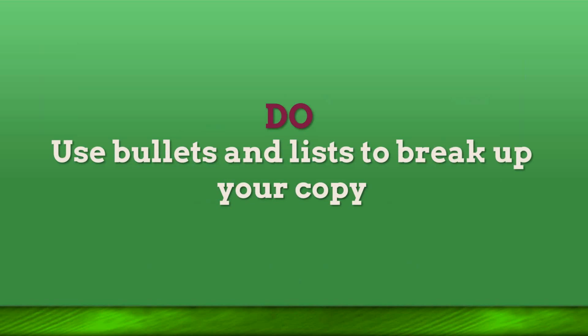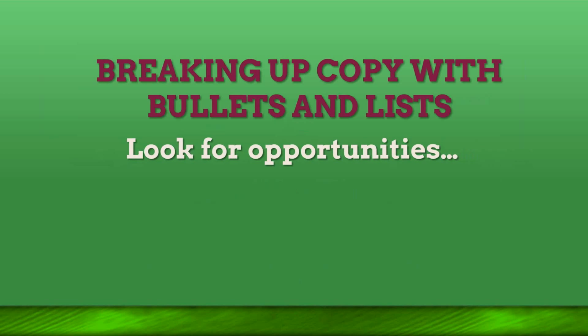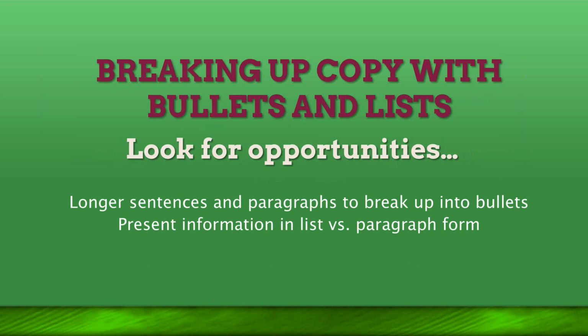So when you're breaking up your copy with bullets and lists, it's all about looking for opportunities. You're going to look for longer sentences and paragraphs that can be broken up into bullet form. And this is a good one to keep in mind going forward when you're writing, not just when you've got a completed piece of copy that you're formatting. As you're writing, pay attention to parts of paragraphs that can become lists, and that, again, will make copywriting a little bit easier.